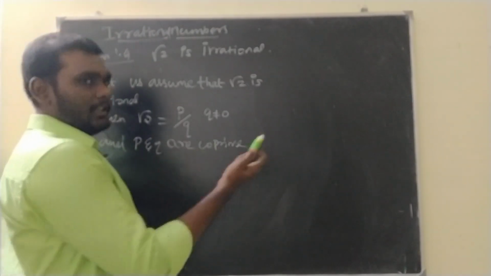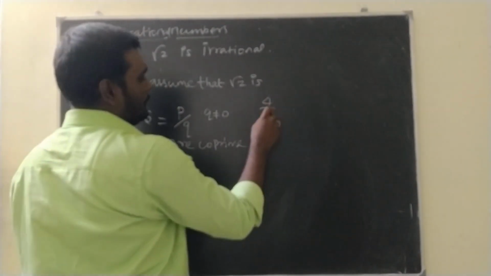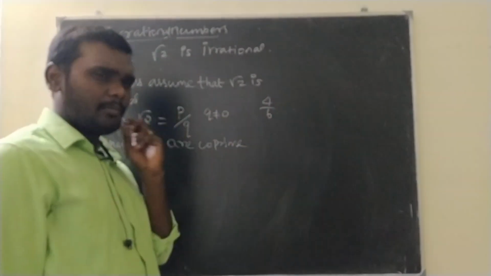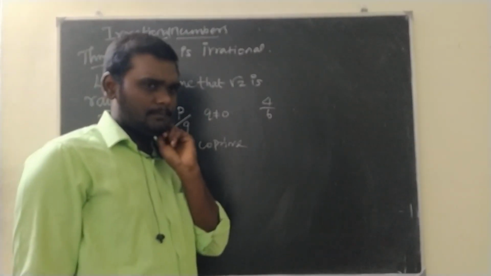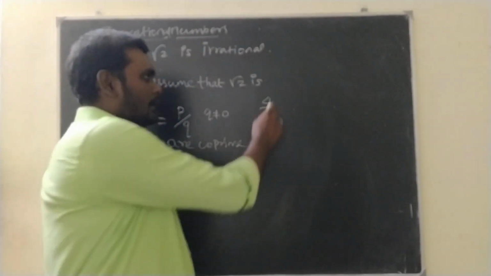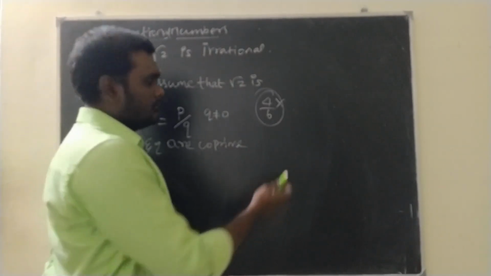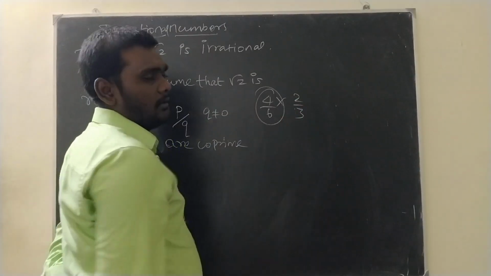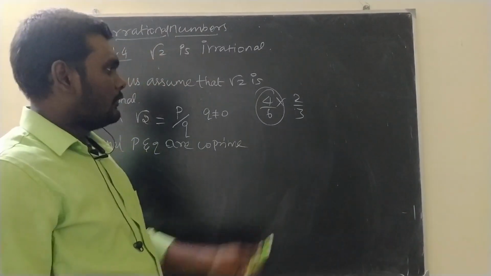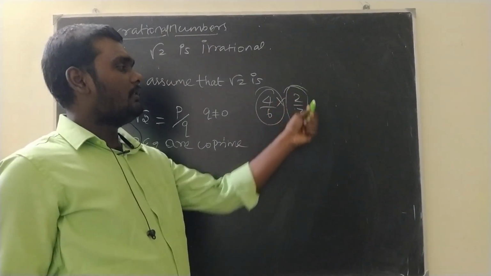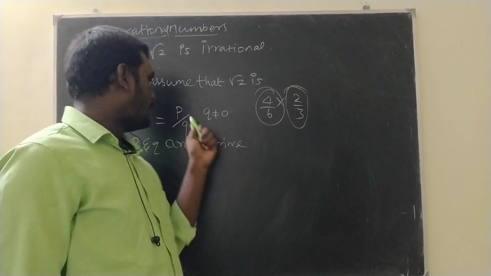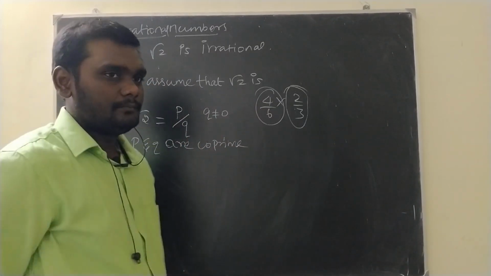For example, if it is not co-prime, what will happen? Take 4 by 6. Are the numbers co-prime or not? Not co-prime. So this representation is not unique. It may change; the actual value is 2 by 3. So we are taking co-prime numbers, and we are not giving any chance.